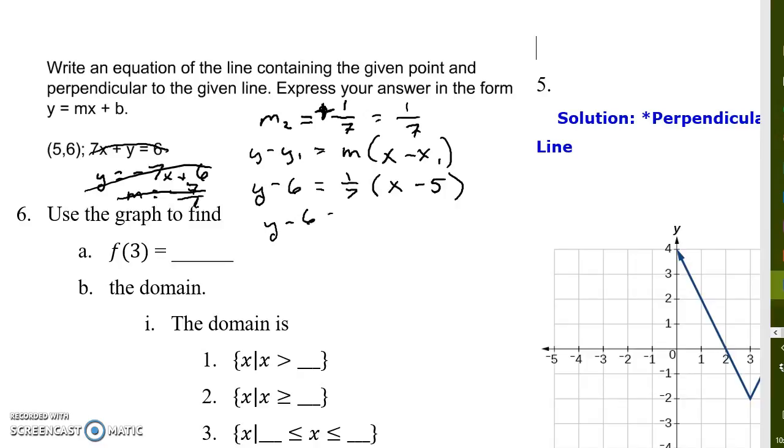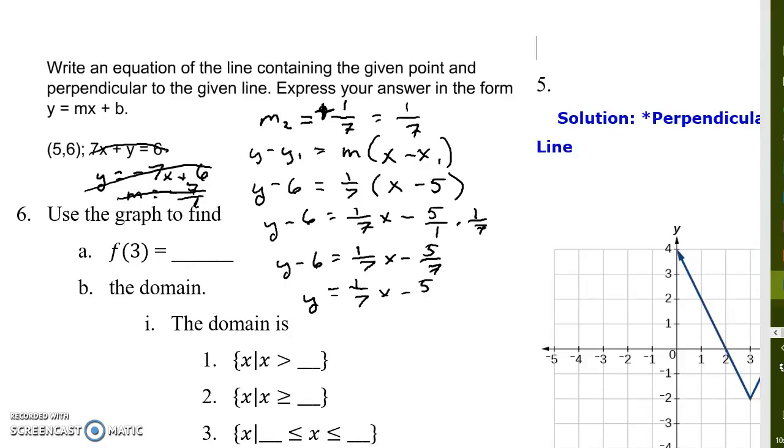y minus 6 equals 1/7 x minus, I'm going to change my 5 to 5 over 1 times 1 over 7, distributing that 1/7. And that way I can multiply fractions. y minus 6 equals 1/7 x minus 5/7. Now I have to add 6 to both sides. y equals 1/7 x minus 5/7 plus 6, which I'm going to write as a fraction.